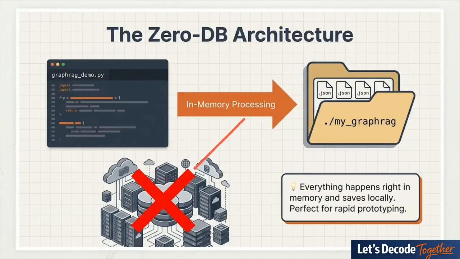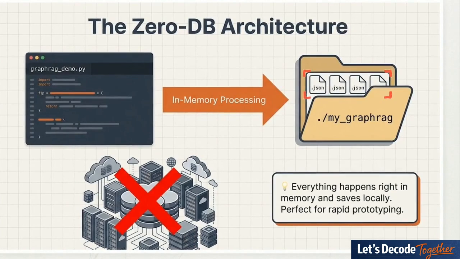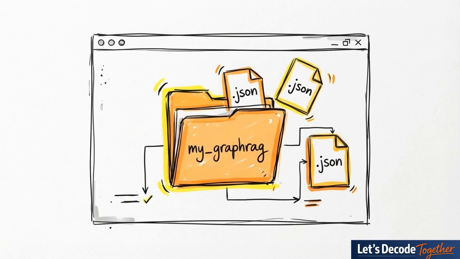This creates a zero-DB architecture. Instead of a cloud database, the system writes every node and relationship as a local JSON file. Seeing that new folder appear on your hard drive confirms that your storage foundation is ready, without connecting to a single external server.